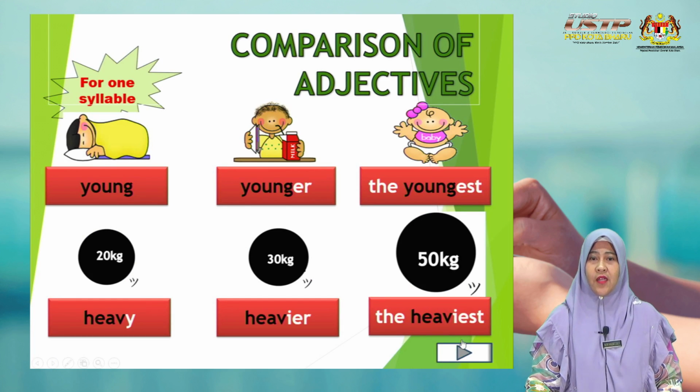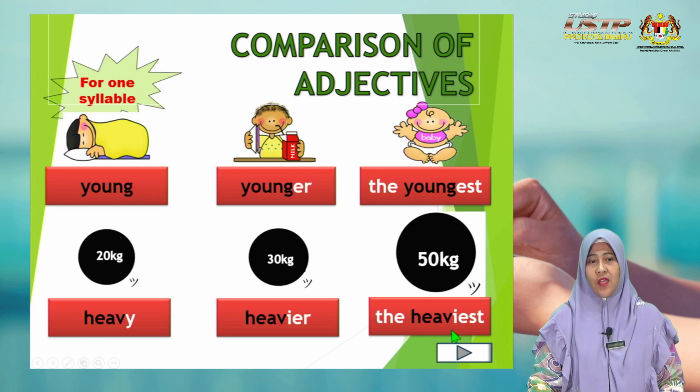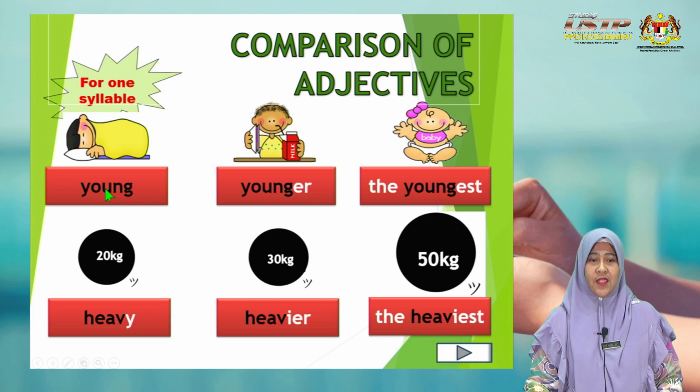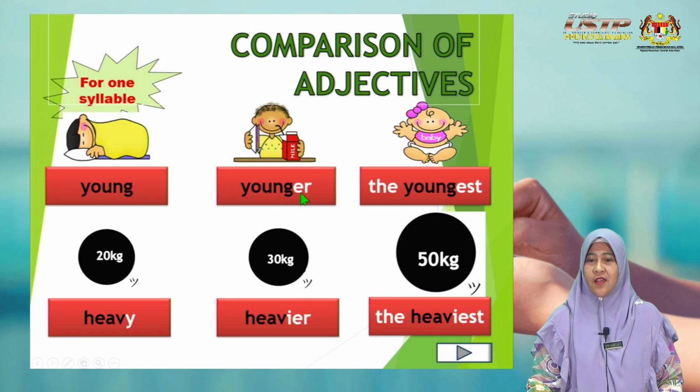These are also under the adjective word class, that is comparison of adjectives. There are 2 categories of comparison of adjectives. The first one is for one syllable, where we add ER or EST to the word. For example, young, younger, the youngest, heavy, heavier, the heaviest.